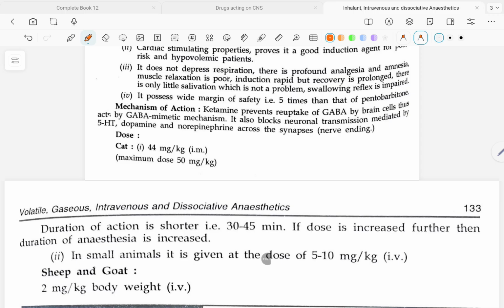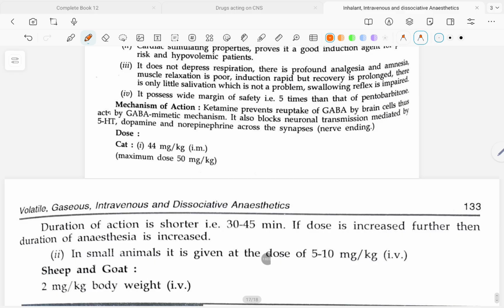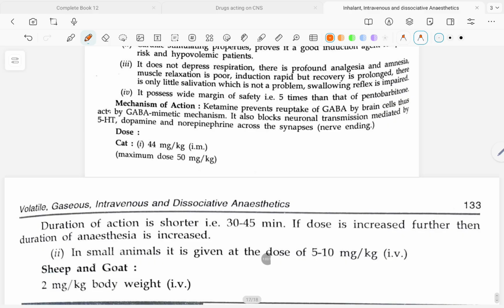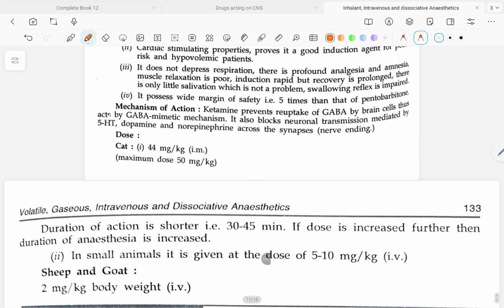Nerve ending. Dose: cat, 44 mg per kg IM. Maximum dose 50 mg per kg. Duration of action is short, for example 30 to 45 minutes. If the dose is increased further, then the duration of anesthesia is increased. In small animals, it is given at the dose of 5 to 10 mg per kg IV. Dose of 2 mg per kg body weight IV.